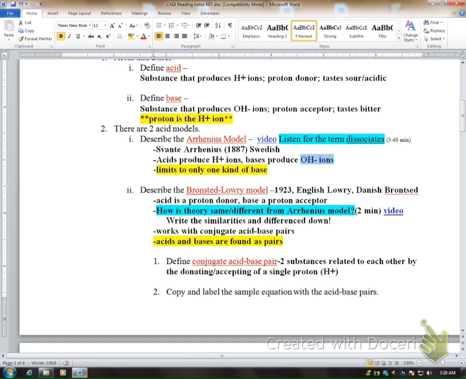Now, that was too basic. So what they did later, of course, as things progress in history, your next model is called the Bronsted-Lowry model, and it explains a lot more about what can be an acid and what can be a base. And our definition changes. Definition of an acid is known as a proton donor. Definition of a base, it is a proton acceptor. Remember that a proton, again, is a hydrogen ion. In this Bronsted-Lowry model, it's important to understand Bronsted-Lowry model works with conjugate acid bases, and those definitions will be down below.